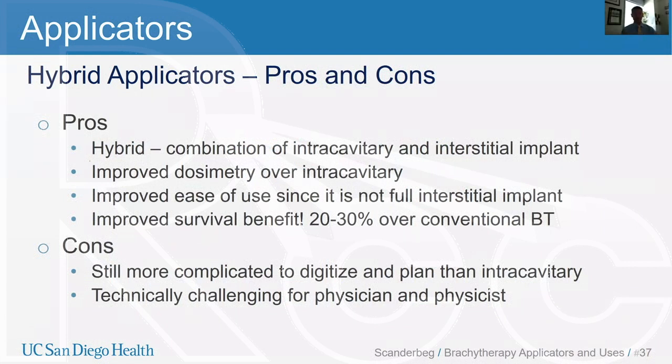As mentioned on the previous slides describing hybrid applicators, the advantages are they combine the dosimetric aspects from intracavitary and interstitial implants. Thus you can improve dosimetry over your traditional intracavitary implants. With this improved dosimetry, we do see survival benefits for patients in the range of 20 to 30% in locally advanced tumors when compared with conventional brachytherapy.